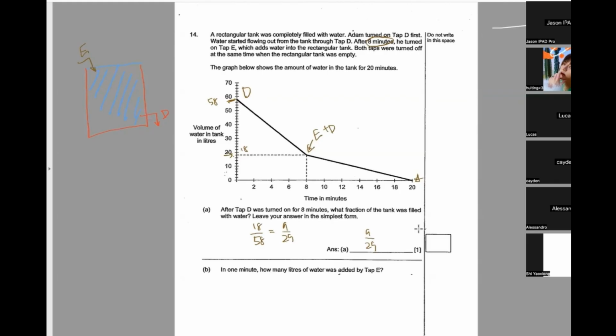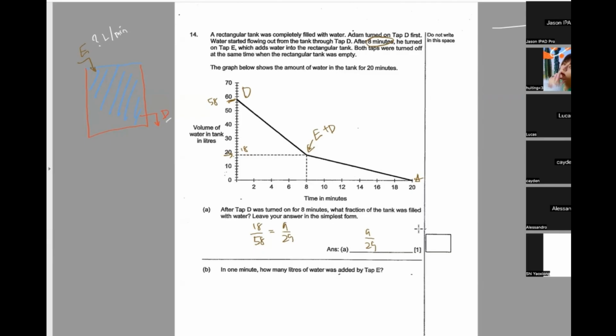In 1 minute, how many liters of water was added by tap E? So they are asking you for the rate, which is liters per minute, that is pouring out from tap E into the tank. So first, let's find out the rate of tap D.